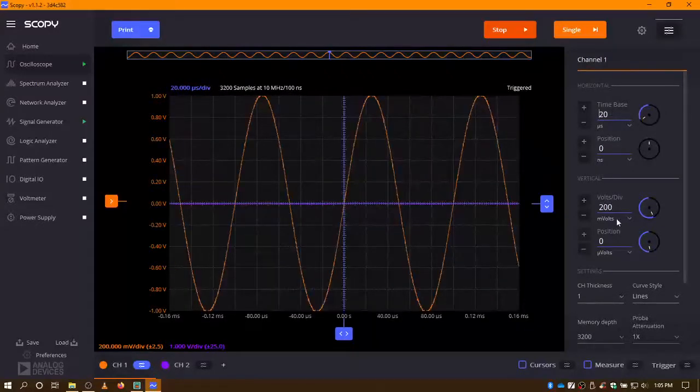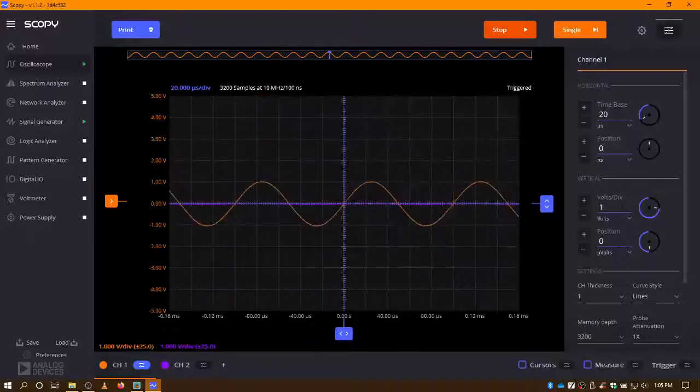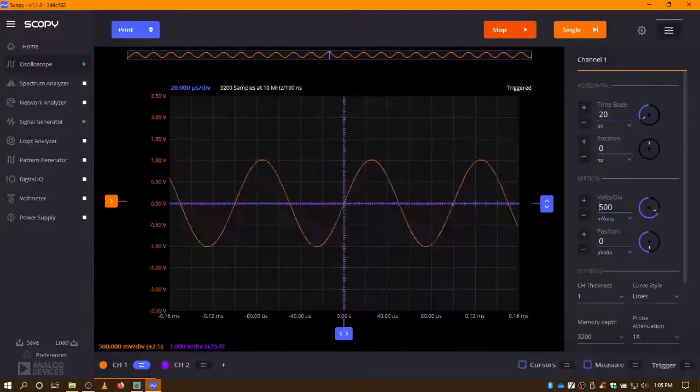Of course, when you start looking at the signal at, let's say, normal values of 500 millivolts per division, you will lose that noise signal, you won't be able to see it. So that's some of the features of both the signal generator and the oscilloscope.